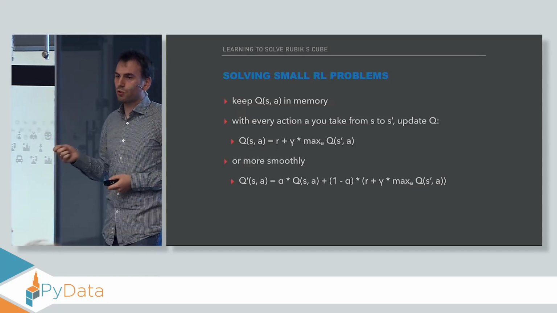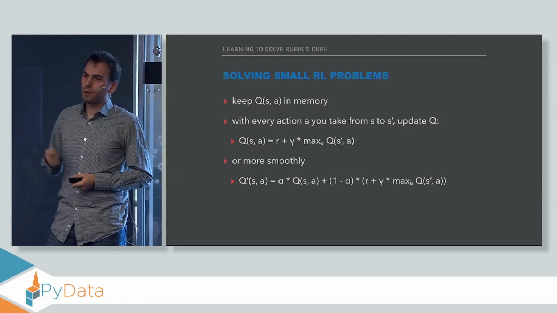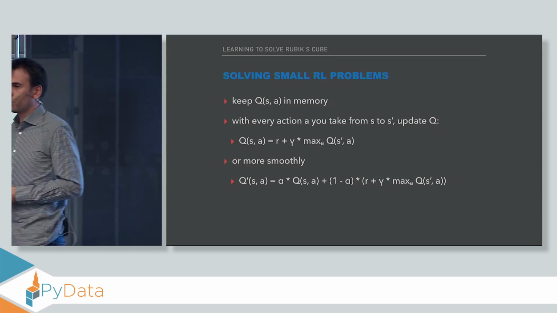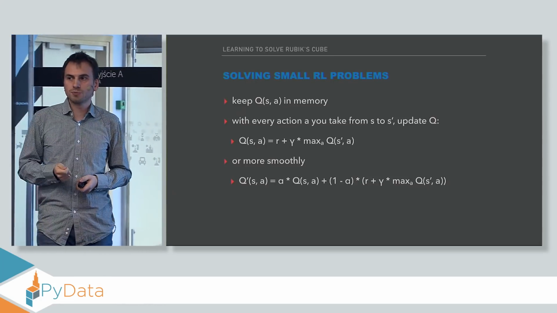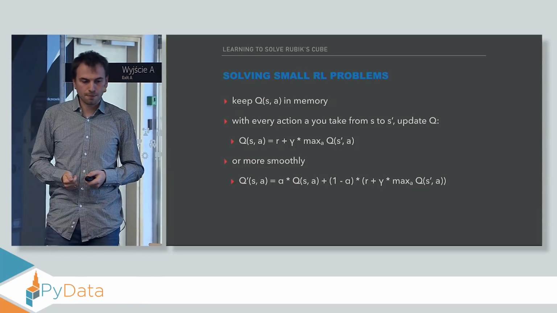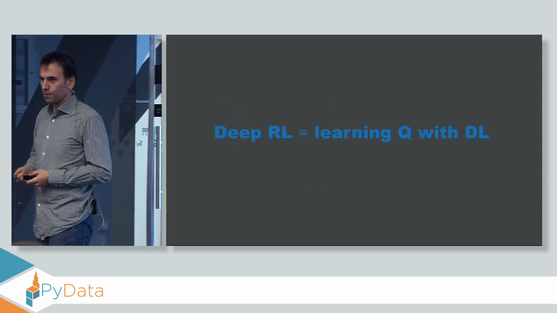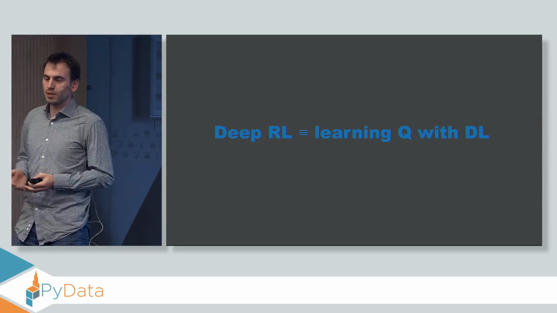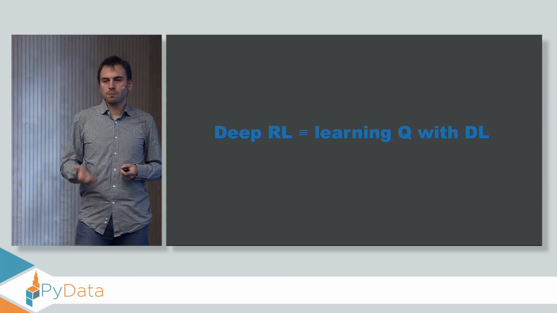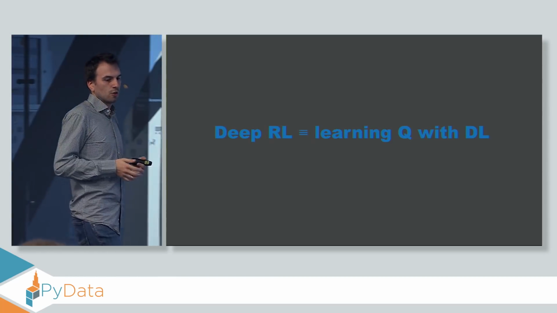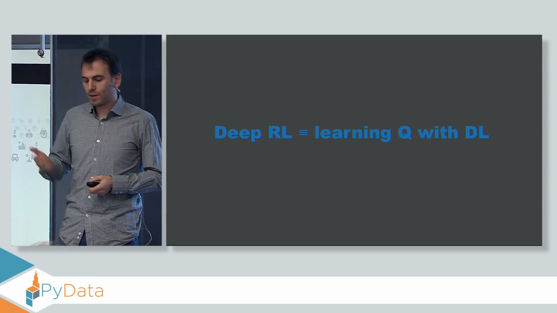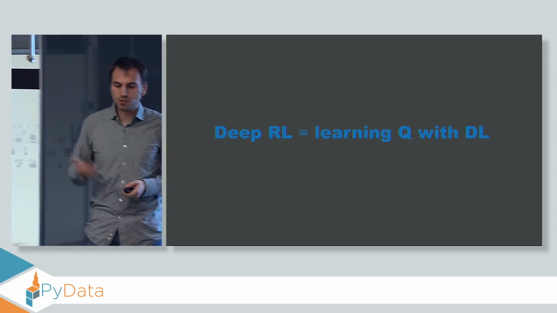I can also use a smoother version of updating the Q function, and it's very helpful if the Q is non-deterministic or if the step in the environment is non-deterministic. Okay, so what is deep reinforcement learning actually? It's just learning Q with deep learning. There are too many states to know the Q, but I can try to approximate it with deep learning.